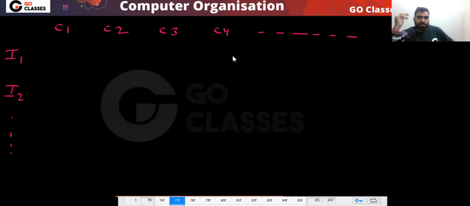But actually, from my experience, this diagram is also fine. You can use this also. But from my experience, I like this diagram. I like the cycles on the top, you write the cycles, and here you write the stages. This is the diagram I personally like. Each and every pipeline question I solve using this diagram, and you can also use it.